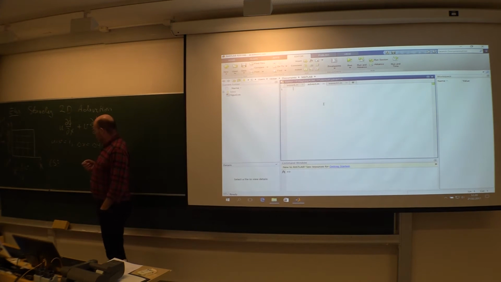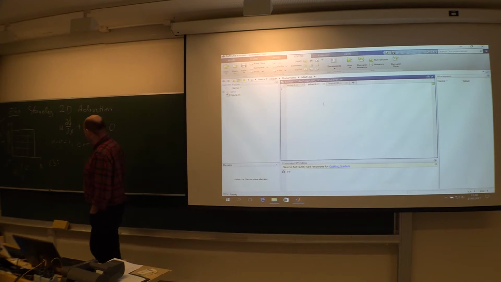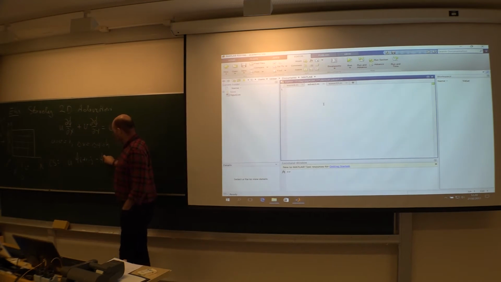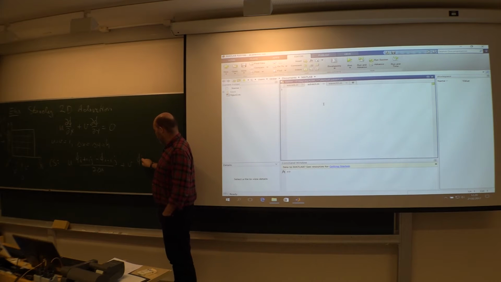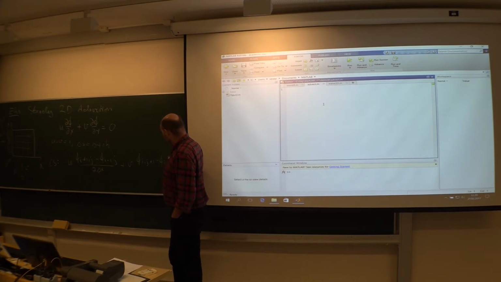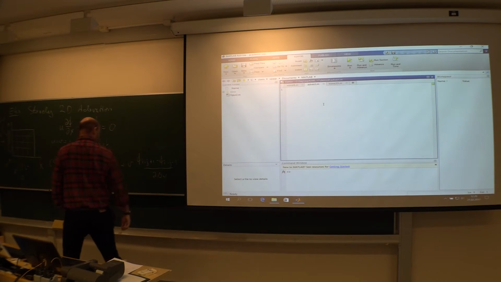Discretizing the normal way, with i, j for the x and y directions, the first term should read something like u times (phi i+1,j minus phi i-1,j) divided by 2 delta x. And then you have the same term in the y direction, but now (phi i,j+1 minus phi i,j-1) divided by 2 delta y, and then equal to 0.